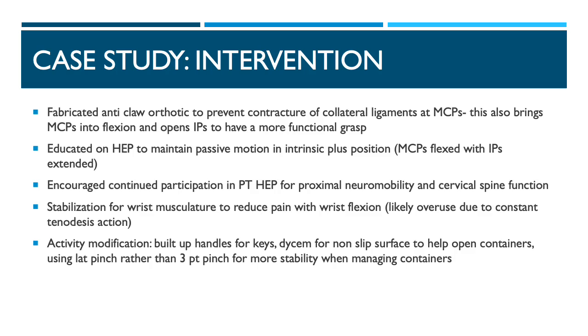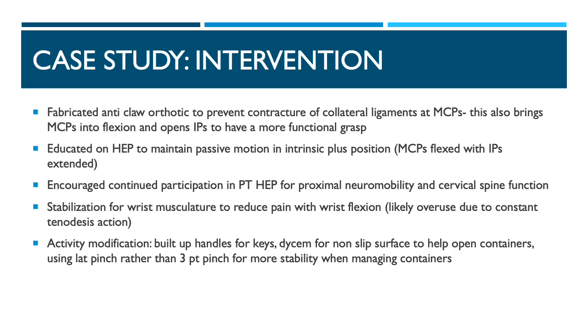We also worked on a home exercise plan to make sure that he can maintain passive motion in that intrinsic plus position, with the MCPs flexed and IPs extended, so that he doesn't get contractures there as well. We talked about making sure that he was really good about doing his PT home exercise plan, where he was working on proximal neuromobility and cervical spine function. To be totally honest, as an OT hand therapist, that's not my area of expertise, so I'm going to leave it up to the expert and just make sure he's still working on those and didn't have any questions about it. Otherwise, I would direct him back to the PT who had previously seen him.